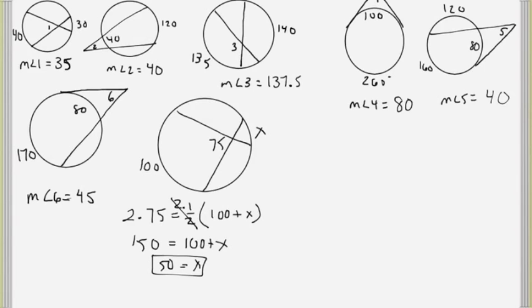So we use the same rule that we applied before, it's just that our unknown is in a different place. So the angle we know is equal to half the sum of the arcs, and one of those we don't know.